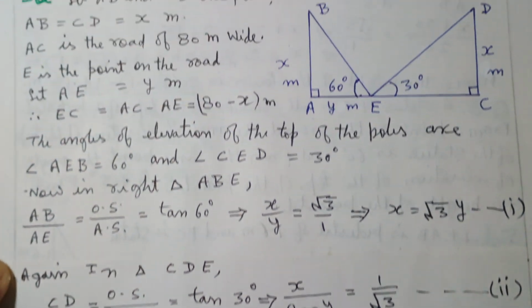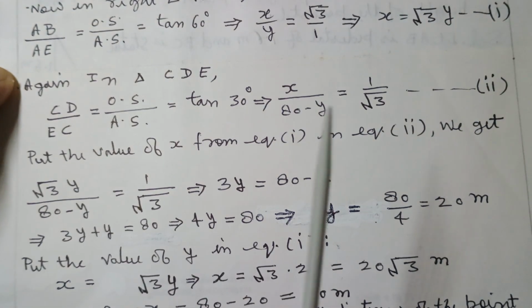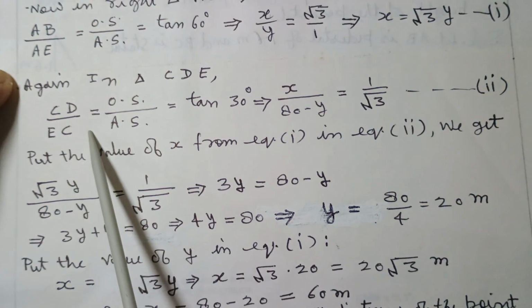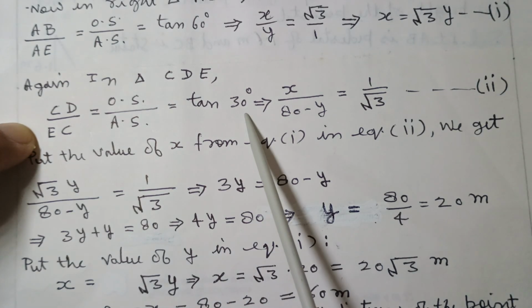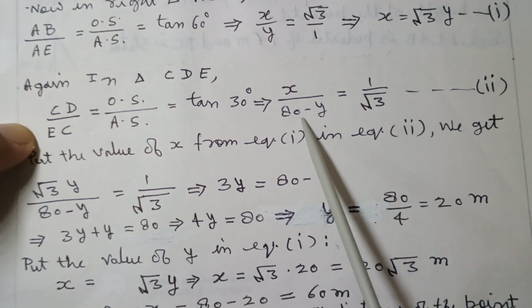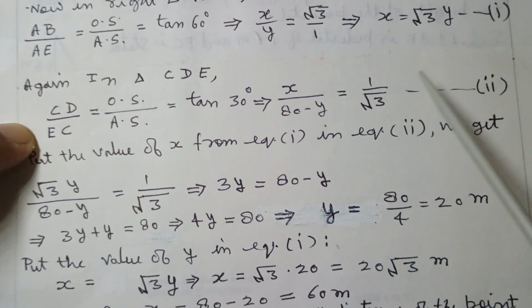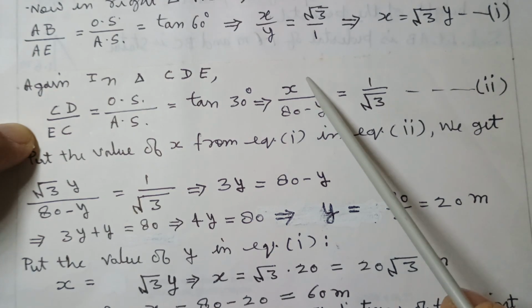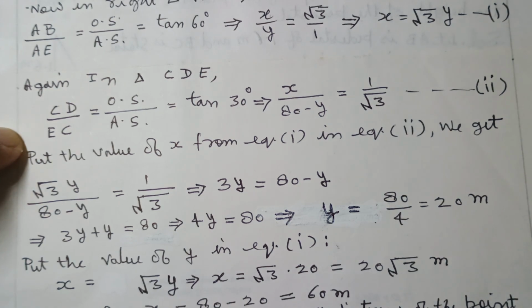Again in triangle CDE, CD upon CE is equal to opposite side upon adjacent side is equal to tan 30 degree. This implies x upon 80 minus y is equal to 1 upon under root 3, because tan 30 is equal to 1 upon under root 3. So this is equation 2.